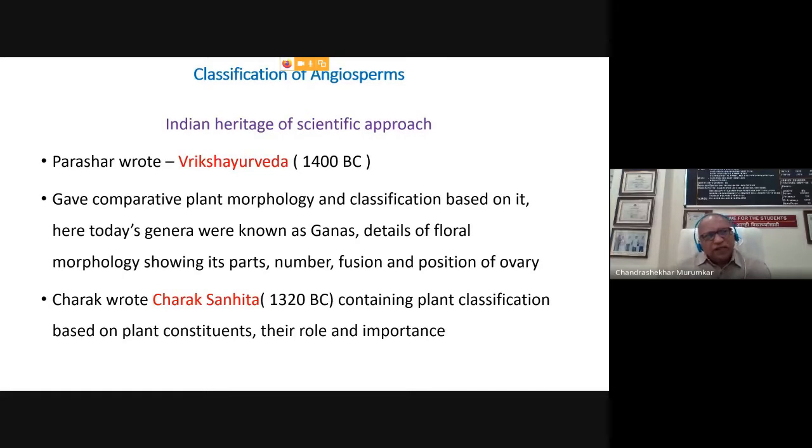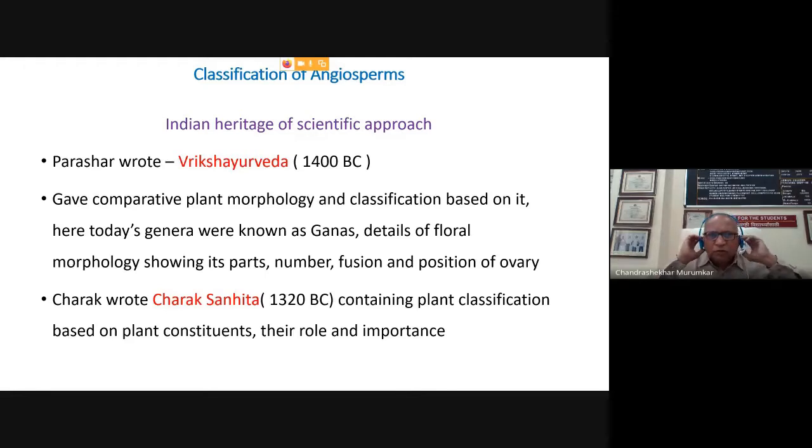Even after that, at that time, even Plato and Theophrastus were not existing. They were living in jungles. At that time, Parashar Muni wrote this Vriksha Samhita or Vriksha Ayurveda. It is one of the important Upanishads of Indian Vedic culture and literature.